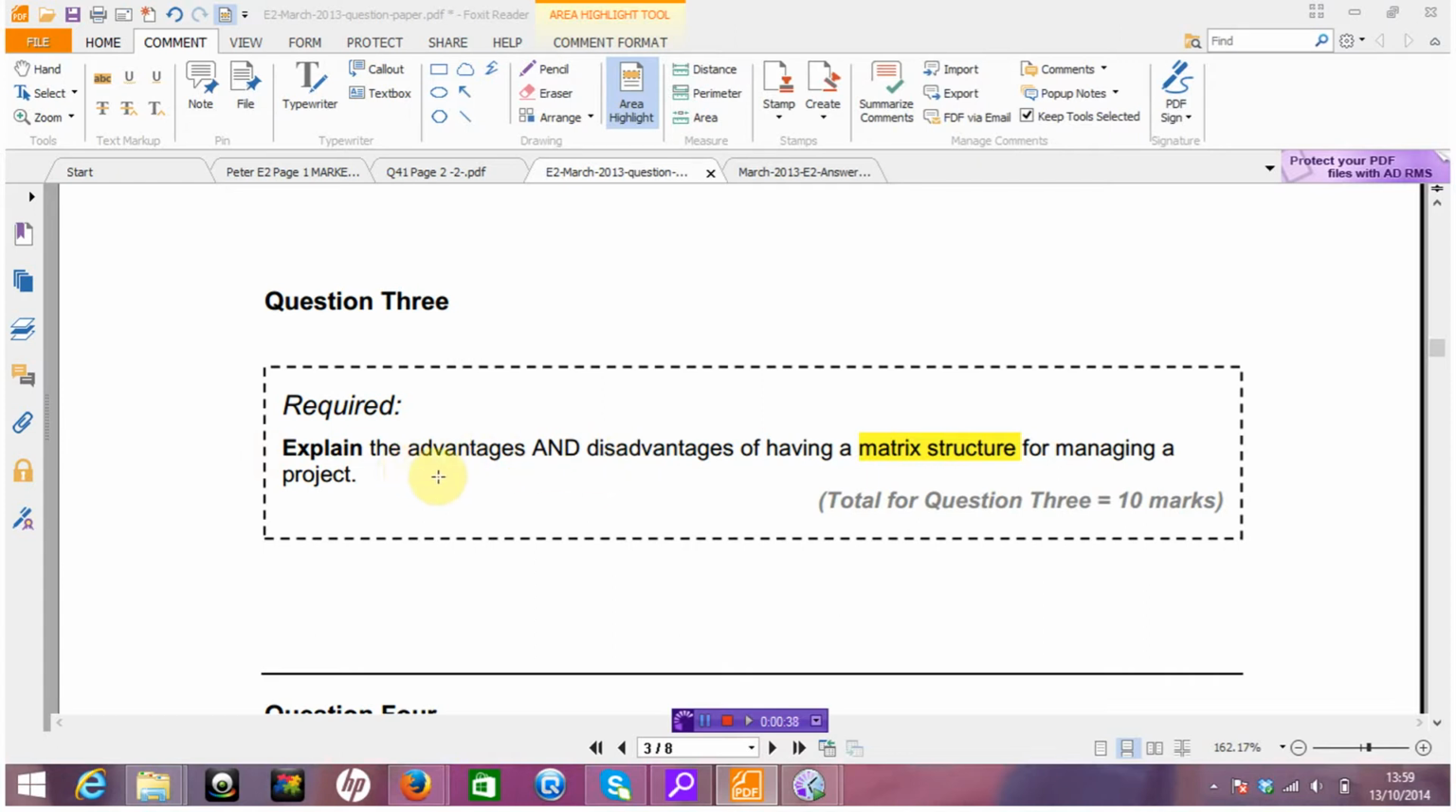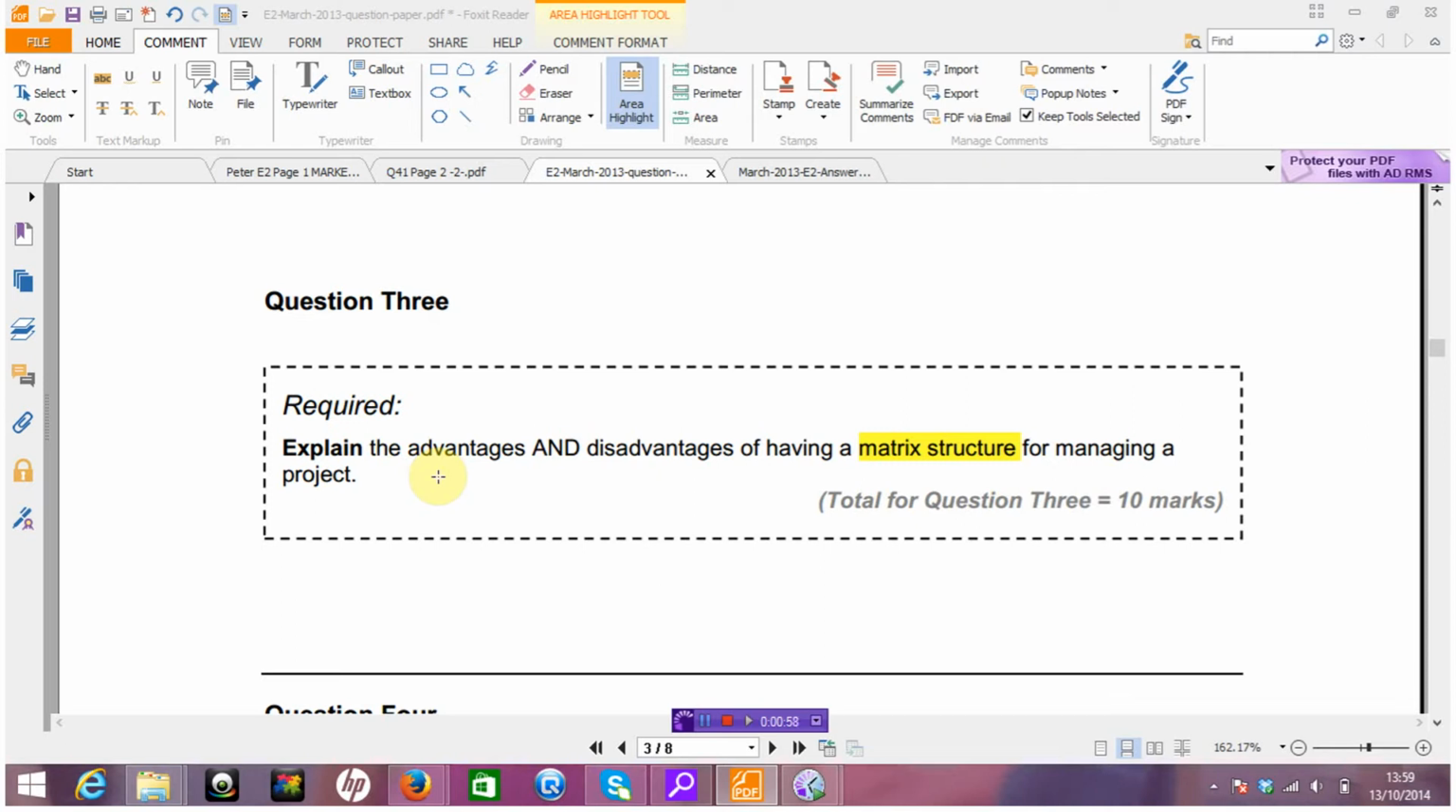The scenario, or lack of scenario, means that we can cut straight to the answer, but essentially we're talking about what is a matrix structure and what's the upside and downside. And in terms of this particular area, you'll see that it comes up reasonably often. It's pretty straightforward, a certain amount of rote learning required.